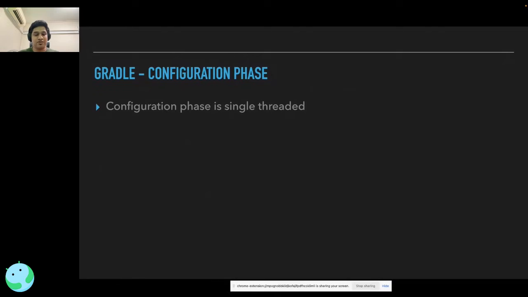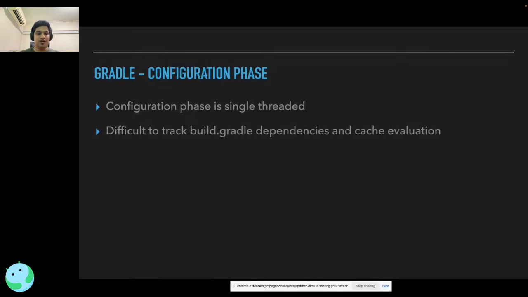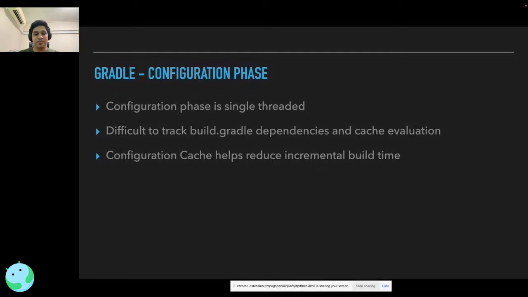So when you have thousands and thousands of build.gradle files, all of those files are going to be evaluated serially. Secondly, it is difficult to track whether build.gradle dependencies have changed and whether we can evaluate the cache from it. This is a known problem with Gradle, and there are certain initiatives from the Gradle team, such as the configuration cache, which helps to reduce the incremental build time. Basically, it serializes the entire build graph and writes it to disk, so that next time you perform the build, instead of reading the build.gradle again, it tries to fetch from the configuration cache.